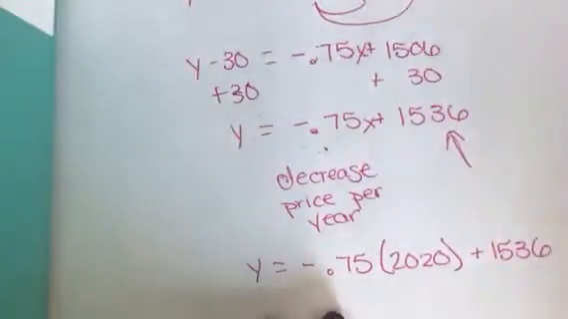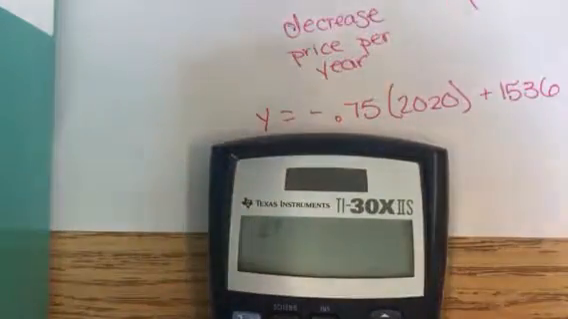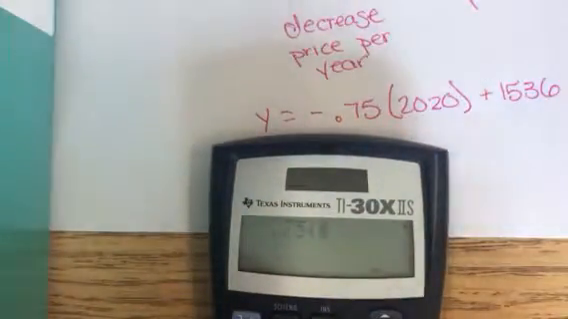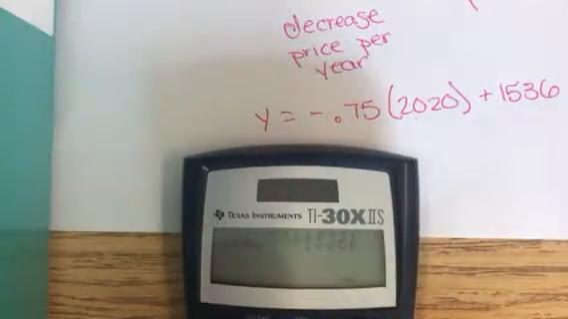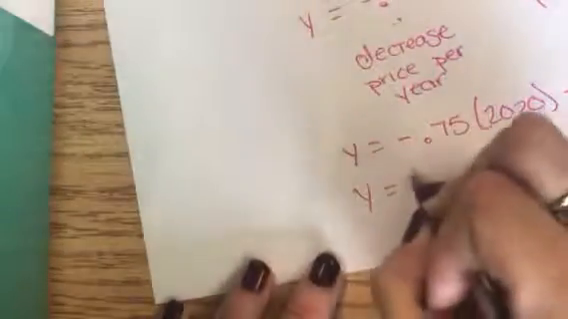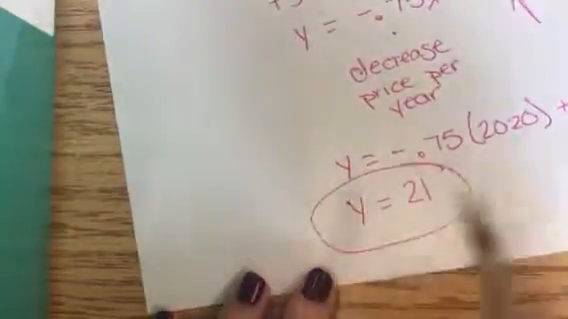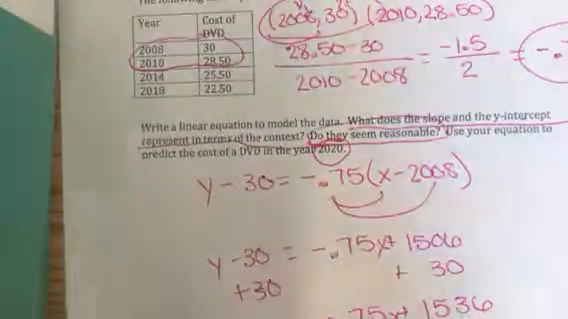In your calculator, you can just type in exactly what I see right there on my paper. So I'm going to type in negative 0.75 times 2020 plus 1536. Okay, so that tells me 21. So that says in the year 2020, the cost of a DVD will be about $21, which according to this data makes perfect sense.